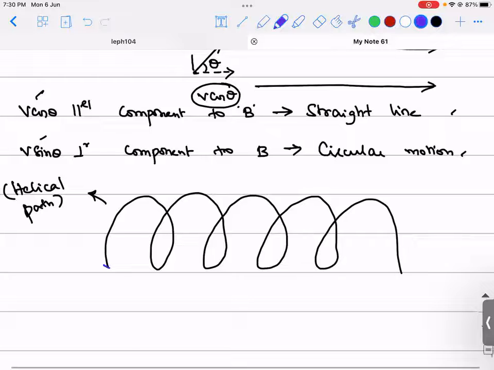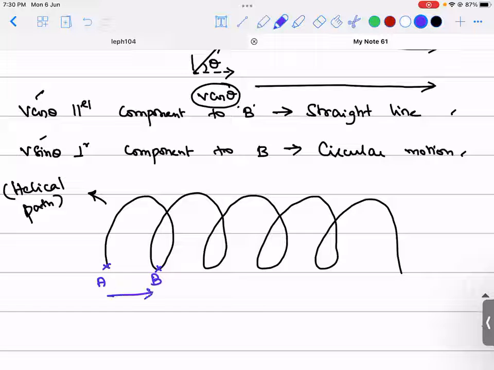And observe, if the particle has started from here and it has gone till here, this has covered some linear distance. So this linear distance is covered by the particle in how much time?